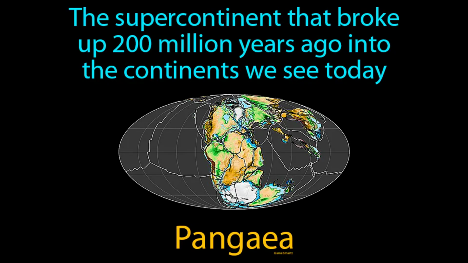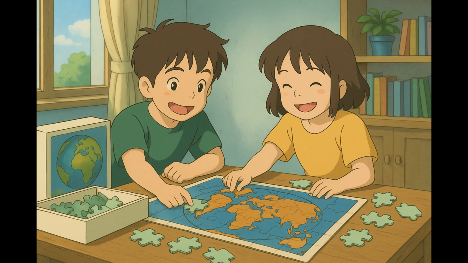The supercontinent that broke up 200 million years ago into the continents we see today. Pangaea. Pangaea was a massive landmass where all the Earth's continents were once joined together before drifting apart due to plate tectonics.